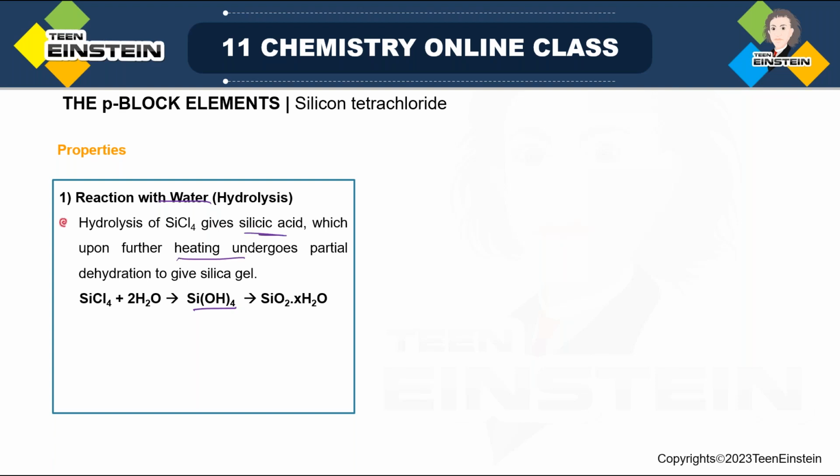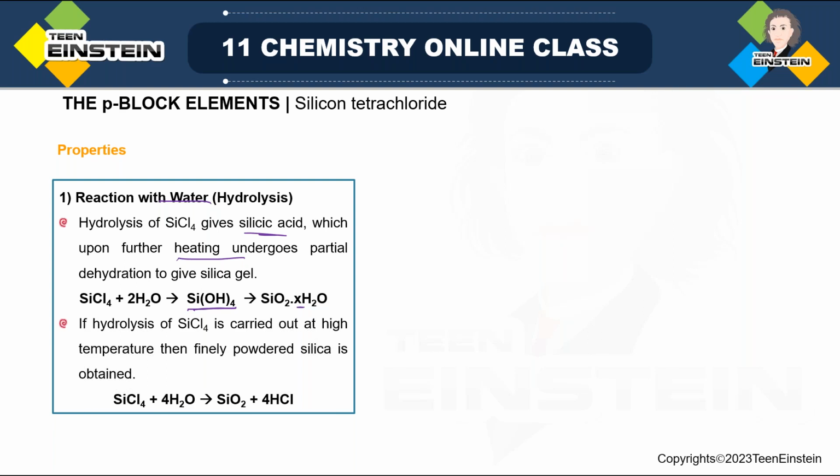Now, if you further continue the heating process, there is partial dehydration. If it is Si(OH)4, you can also write it as SiO2 and 2H2O. So if the water part is removed, it becomes anhydrous SiO2.